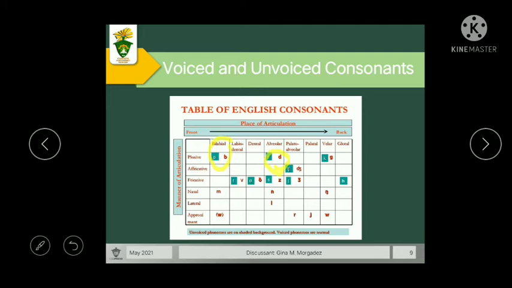Okay, so the remaining two stops, the k and g, are velar. As you can see, they belong here. Their place of articulation is velar because the back of the tongue touches the soft palate, also known as the velum. When you pronounce the k and g, you can observe that your tongue touches the soft palate, also known as the velum. Okay.